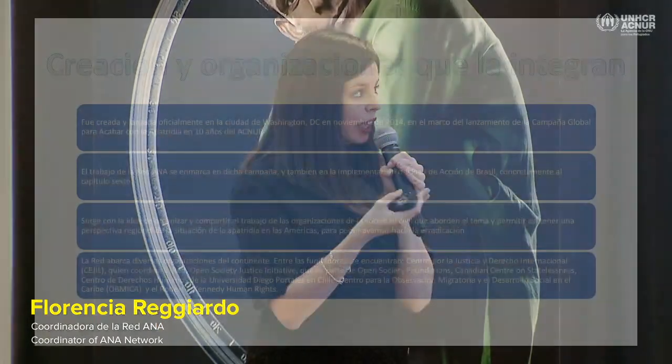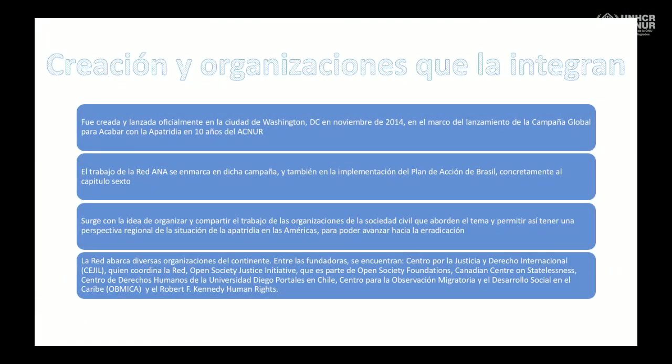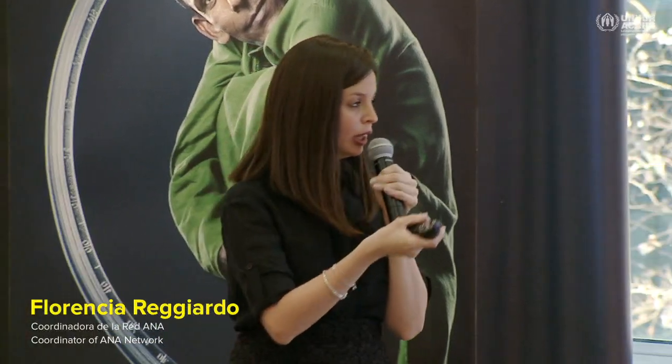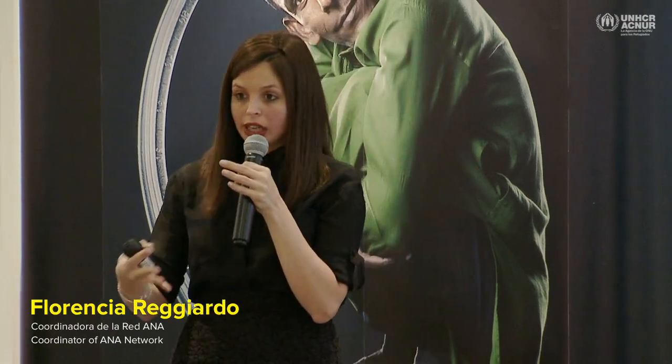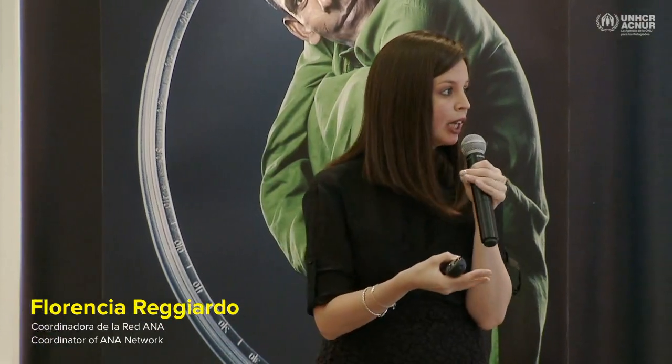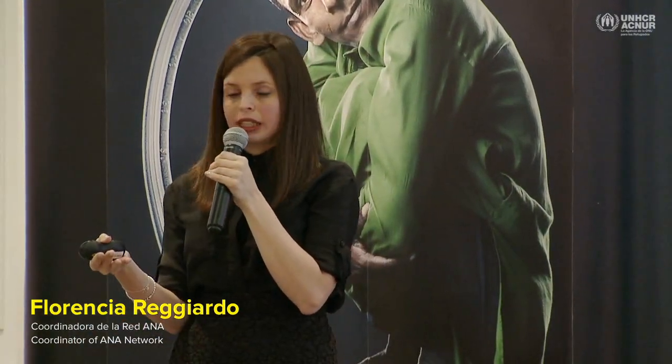When was the network created and who is participating here? This was created in Washington in November 2014 in the framework of the launch of the global campaign to end statelessness. This is framed within the campaign, but also in the implementation of what we have been talking about, which is the Brazil Plan of Action, Chapter 6. The network arises in terms of organizing and sharing the work of the civil society in the Americas, considering this subject from a more regional perspective, therefore advancing towards eradication of statelessness.